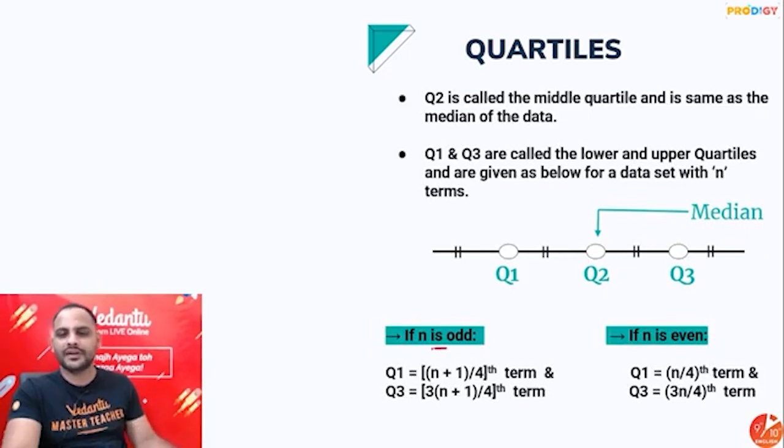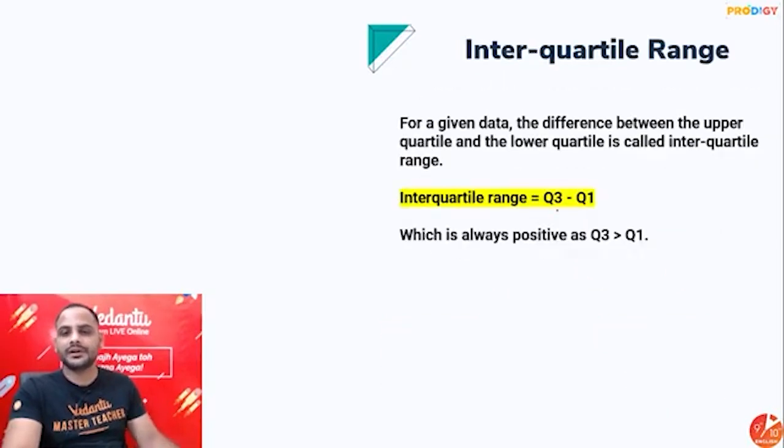If the number of terms is odd, (n plus 1) divided by 4 is the lower quartile, Q1. 3 times (n plus 1) by 4 is the upper quartile, Q3, when the number of terms is odd. If the number of terms is even, n by 4 is the lower quartile, 3n by 4 is the upper quartile. Okay? And the difference between the upper quartile and lower quartile is called the interquartile range. Direct formulas will be asked from over here.